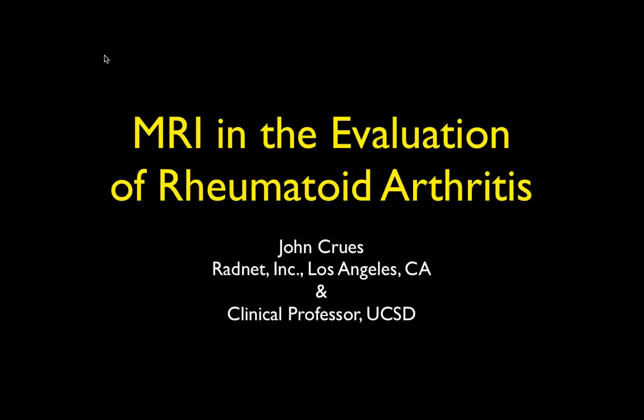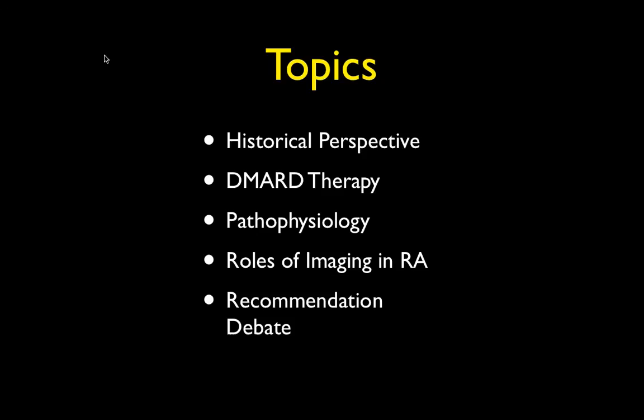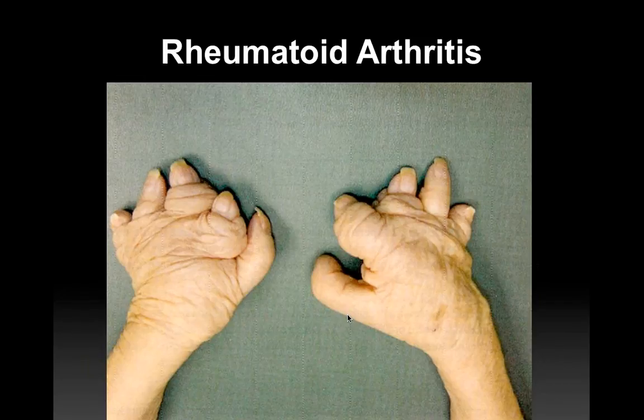So I'd like to talk a little bit about MRI and the evaluation of rheumatoid arthritis. I'd like to talk a little bit about the historical perspective of rheumatoid arthritis, a little bit about what DMARD therapy is, disease-modifying anti-rheumatic drugs, pathophysiology of rheumatoid arthritis, or at least some theories, the roles that I think imaging should play in rheumatoid arthritis, and then talk a little bit about some of the controversies.